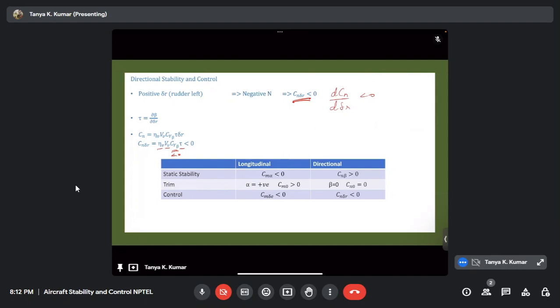Then the control, Cm delta E is negative and Cn delta R is negative. Cn delta R we just saw why it's negative. Why is Cm delta E also negative? What happens when I deflect the elevator down? We had just seen this. Can you tell me again now? Just to refresh our memories, can you tell me?